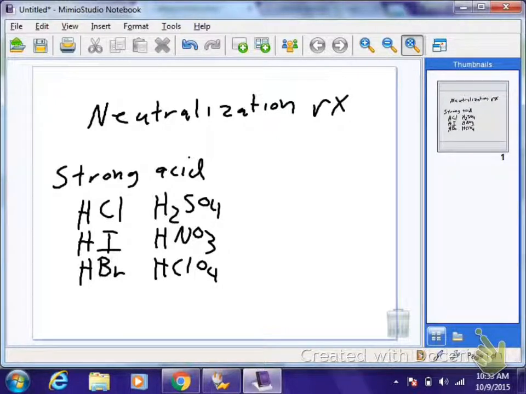When we deal with these strong acids, these break apart 100%, which means that they break apart perfectly into 1-to-1 ratios. So what I mean is if we take HCl and dissolve it, it breaks apart 100% into H plus ions and Cl minus ions. 100%.